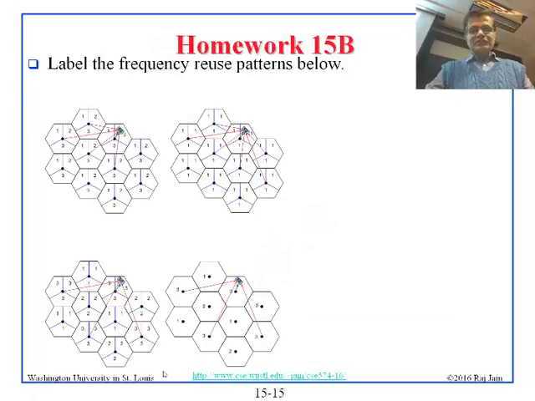Alright, fractional frequency reuse. So this is the homework for you, and I will let you think about it.